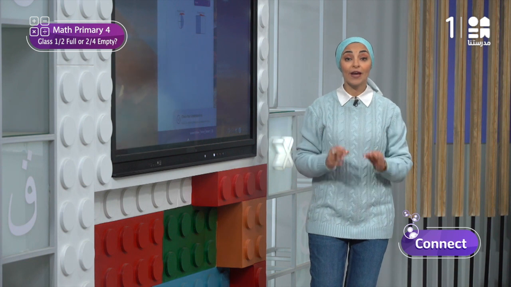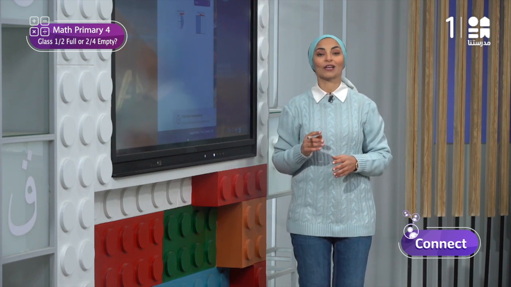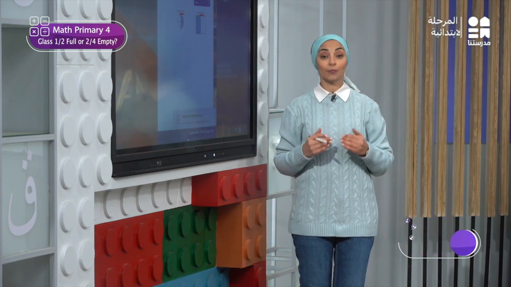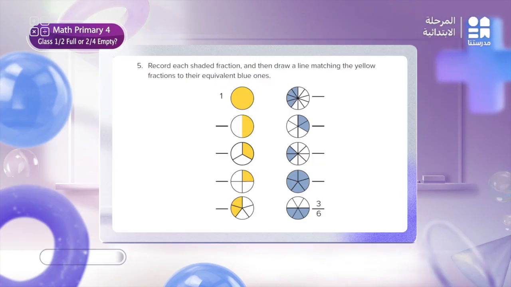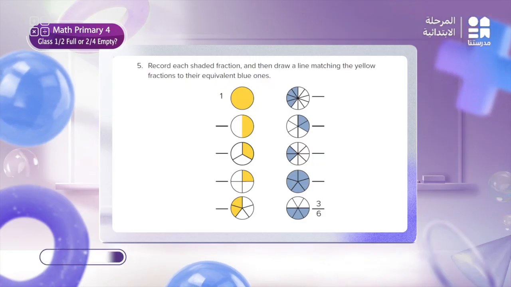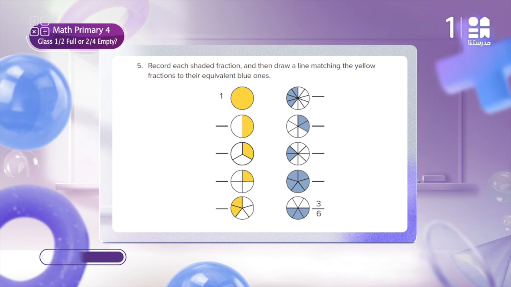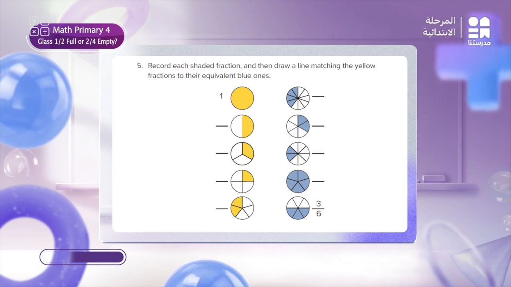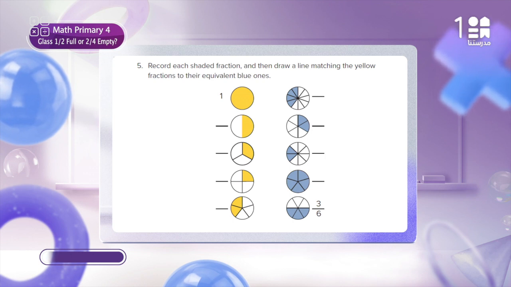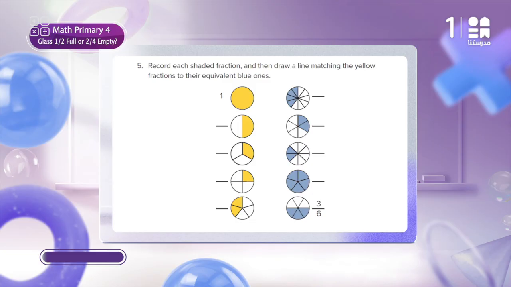And now we are ready to solve the problems in the practice part in the digital copy of your math textbook. We will find some problems very similar to the ones we have solved in build. Now I'll give you some time to answer problem number 5. Then we are back. We will discuss all your answers together. And now after you have finished, let's answer the problem all together.